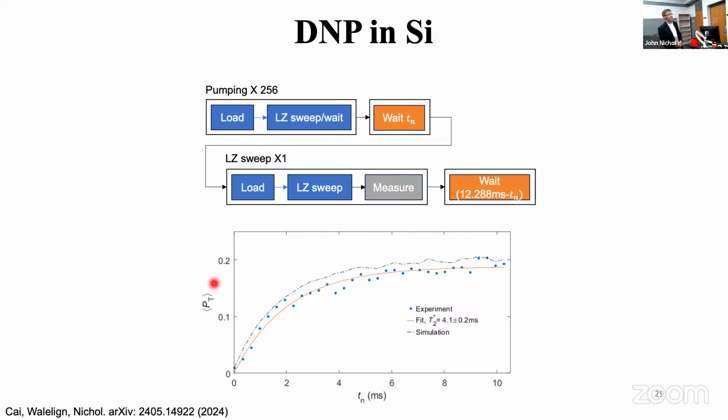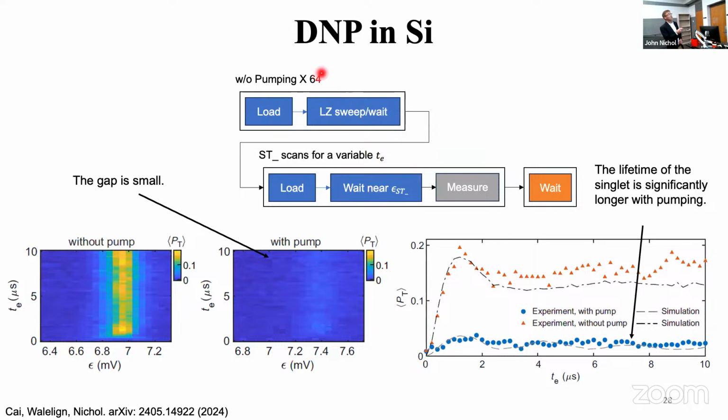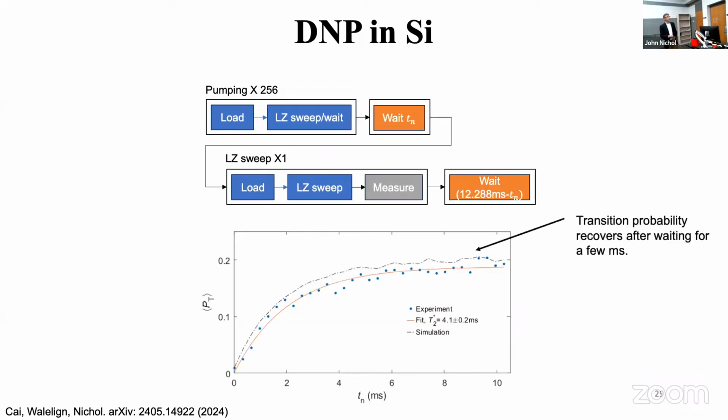So here on the x-axis is this wait time, going from 0 to 10 milliseconds. Here is the Landau-Zener transition probability of this probe LZ sweep. So you see that after a few milliseconds, it recovers to the probability that it was before we did anything to it. What that time is, I'll come to in just a second. This set of 64 pulses here is on the order of, let's say, a millisecond. So it's not the total recovery time, but it's also not infinitesimally short compared to that. So the transition probability recovers after waiting for a few milliseconds.